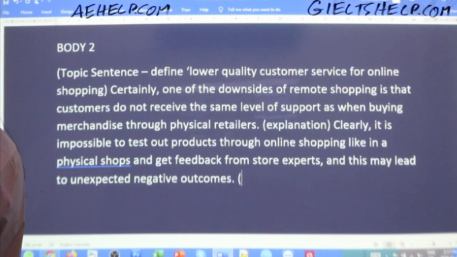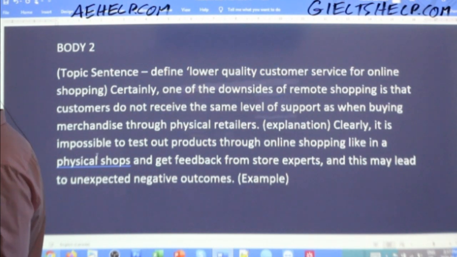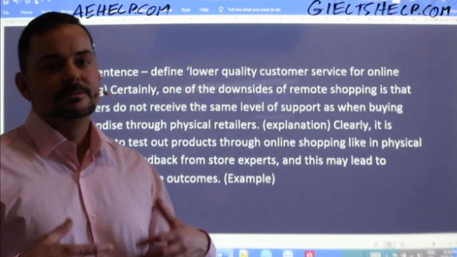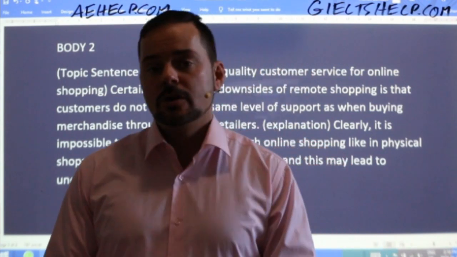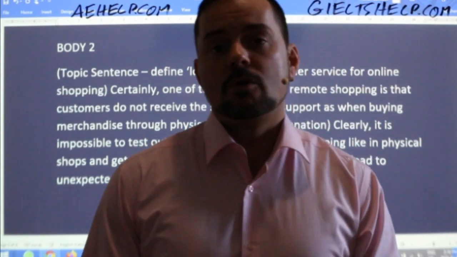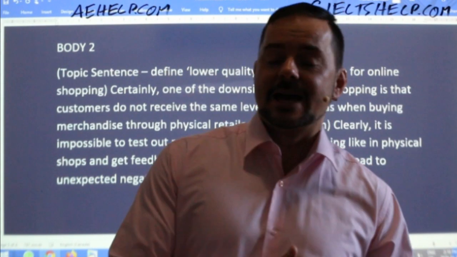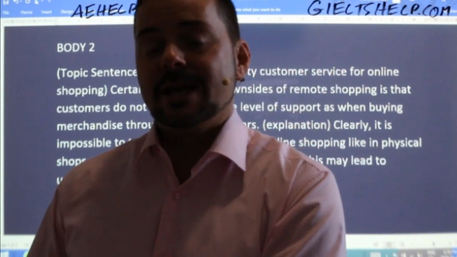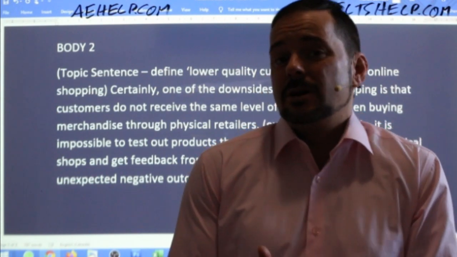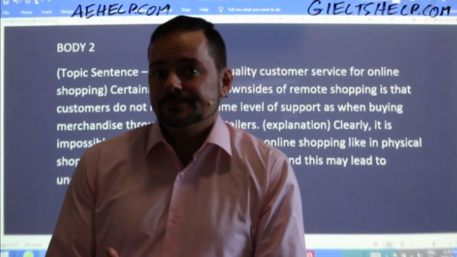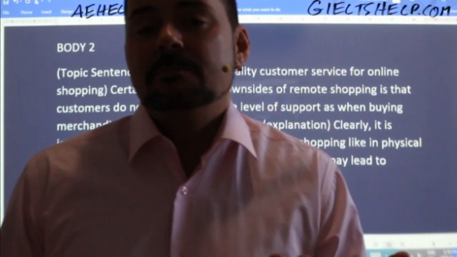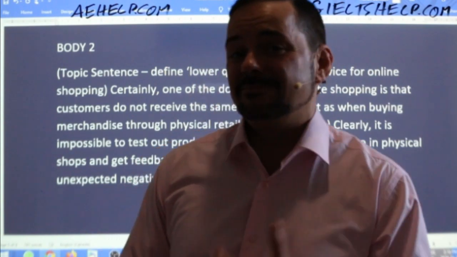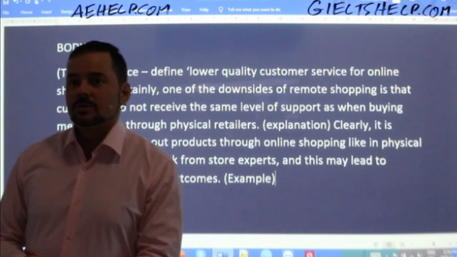Now, an example. Okay. So give me a nice example for this explanation. So again, your reader's going, all right, okay, I got you. So one of the downsides of online shopping is that the quality of customer service or customer support is less than that in physical shops. Why? Because I cannot communicate with an expert in the store and try out the product before making the purchase. Okay, can you give me an example of what you're saying here? All right. So can you give me an example where people are often disappointed when they buy products online where they can't really choose the right product? Okay. So give me an example.